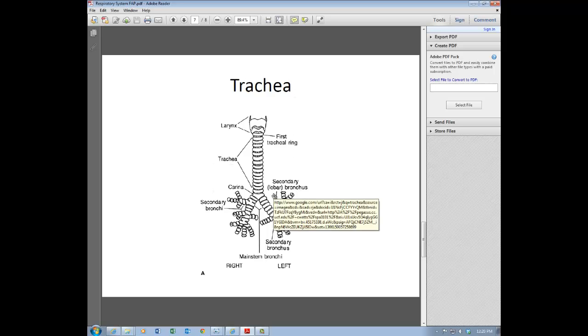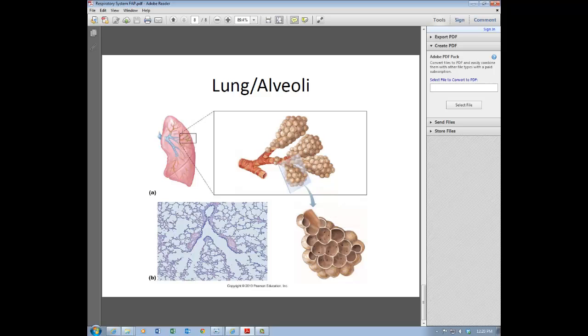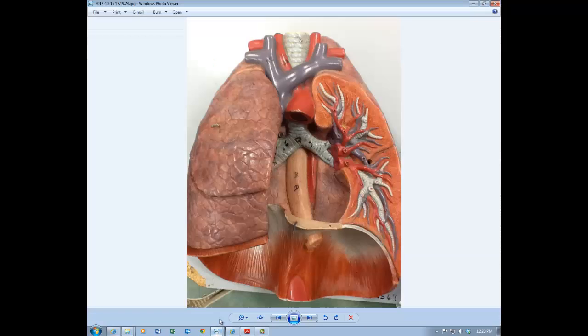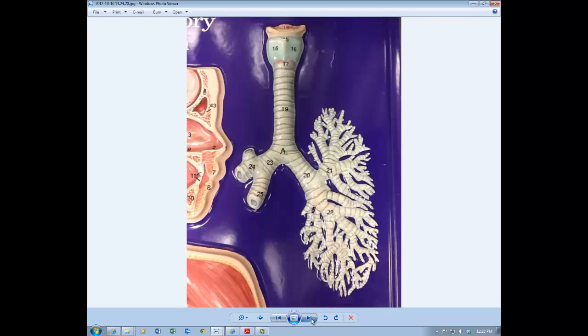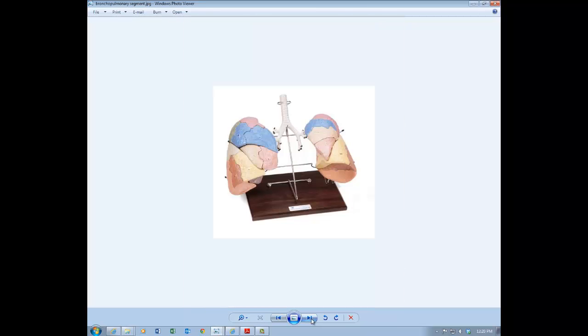I'm going to show you a picture that we have in lab, a model. So these different lobes of the lungs are further divided into smaller segments, which are called bronchopulmonary segments. Each lobe is further divided into these colored sections called bronchopulmonary segments. So not only do you have to know that there are different lobes, but the lobes are further divided into those segments. And each segment has its own airway.